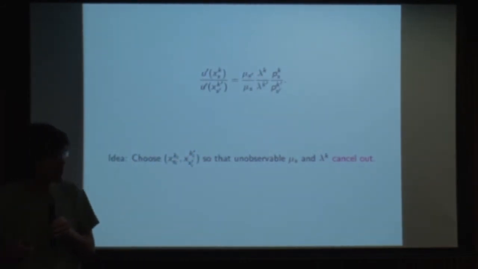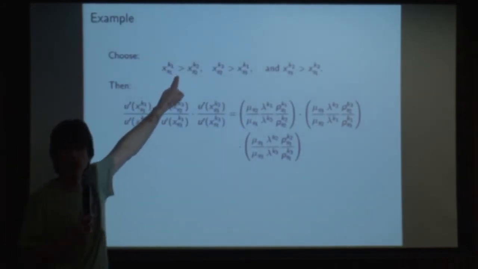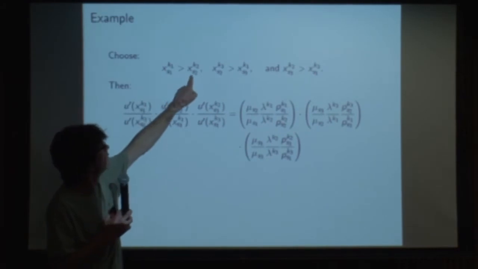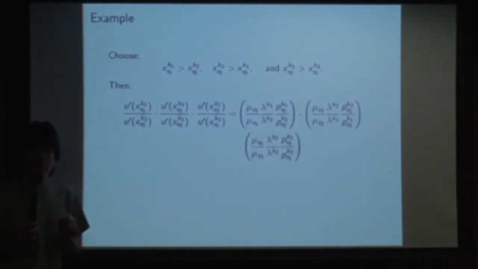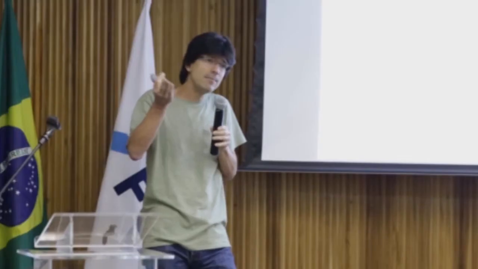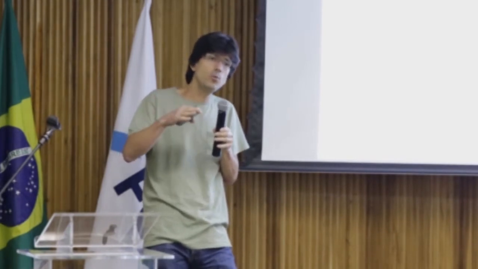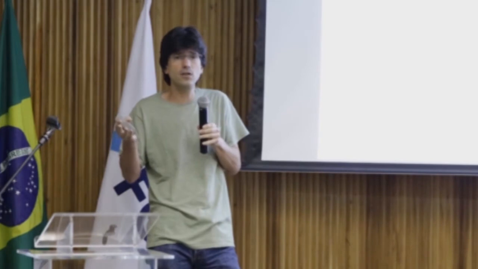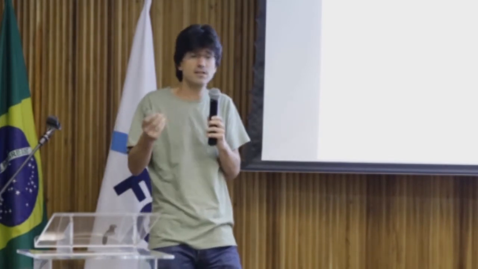Let me show you an example of how you can do that. So here's an example. I pick 3 pairs. This guy greater than this guy, and this guy greater than this guy. So how do I pick them? I pick them in such a way that the stuff I don't observe will cancel out. So what do I need to do? To get the lambdas to cancel out with each other, I need to have each k in the numerator exactly as many times as it's in the denominator, and each state in the numerator exactly as many times as in the denominator.